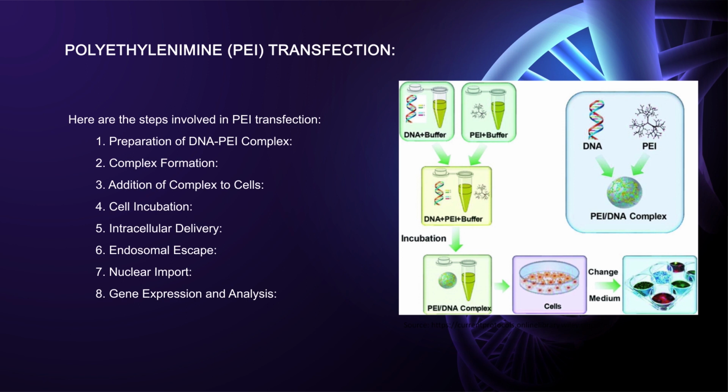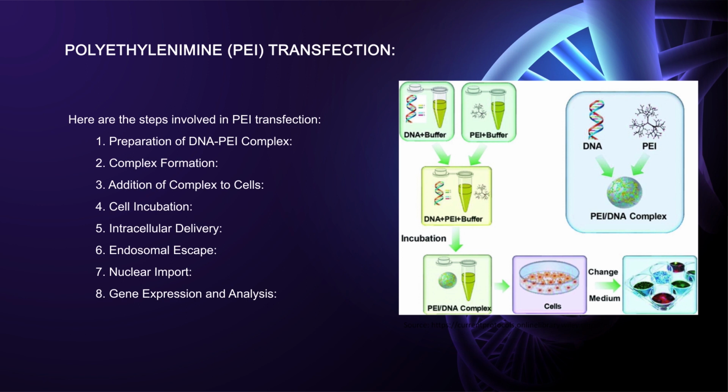Once it is transferred successfully inside the cells, the next step relates to incubation. After the addition of the DNA-PEI complex, cells are typically incubated at 37 degrees centigrade in a CO2 incubator for a specific period of time. The incubation duration may vary, but it is generally sufficient to allow the PEI complex to interact with the cell membrane and enter into the cell.